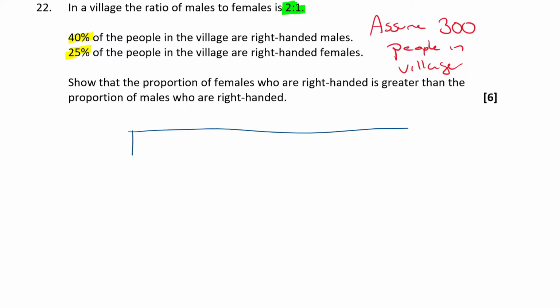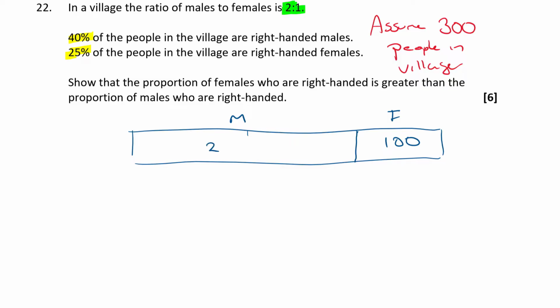Okay, so let's say this bar here is all the people in the village. It's 300 people, isn't it? So if I divide that up into 3, then I've got 100, 100, 100, haven't I? So that there would be the females, and there's 100 there. And then this would be the males, wouldn't it? There's 200. There's twice as many males as there are females. Okay? 40% of the people in the village are right-handed males.